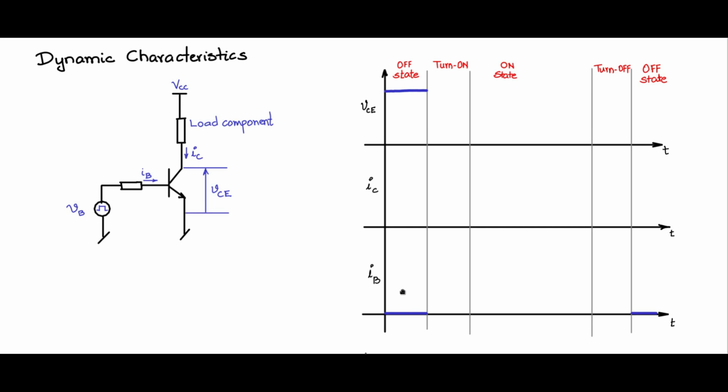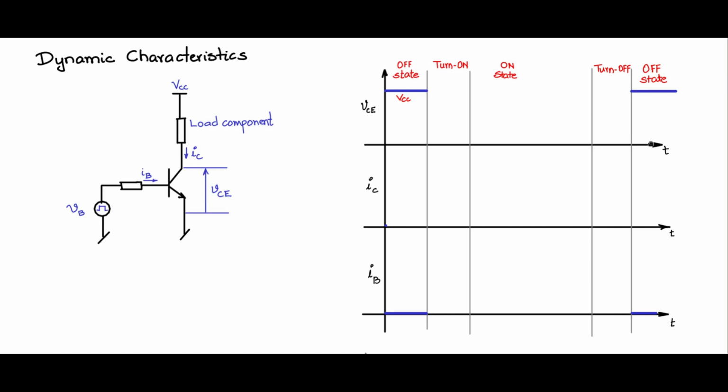And during the off state, what is VCE? The BJT is off, which means that it is in the high impedance or high resistance mode, and all the supply voltage will drop across the collector to emitter of the BJT. As no IC current is flowing, the voltage across this load component is 0 and everything is appearing across the collector emitter voltage. So that is what we have indicated here, and we call that VCC. And what is happening to IC?